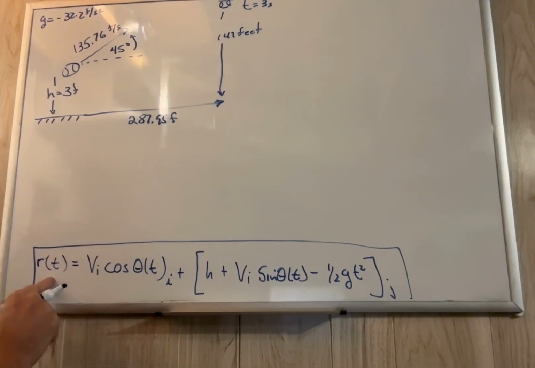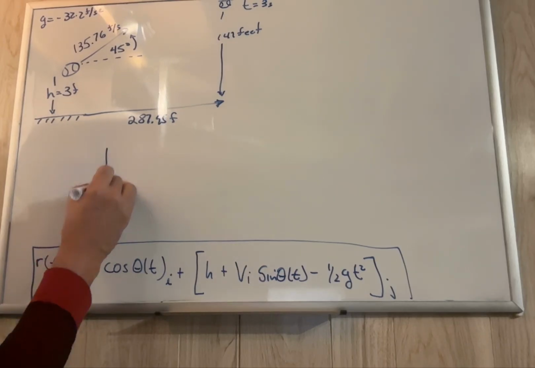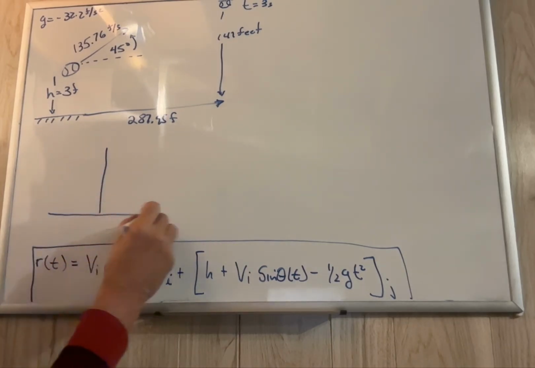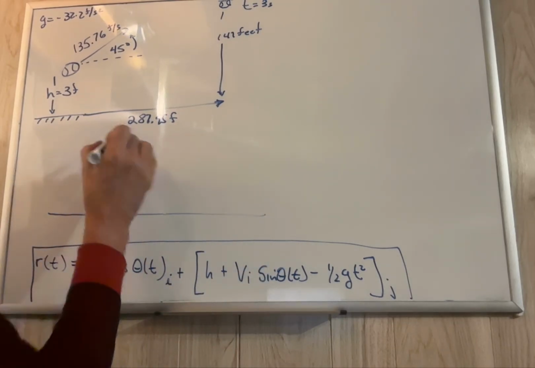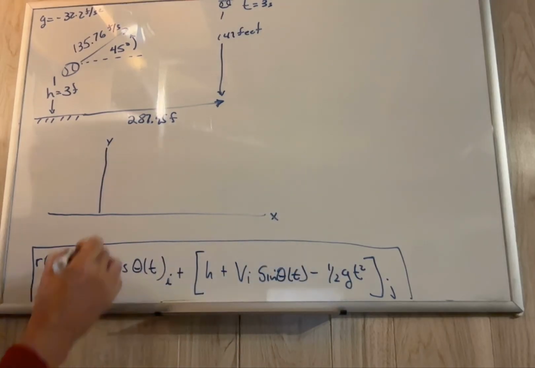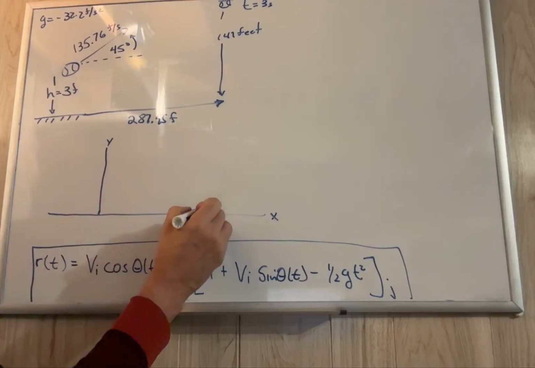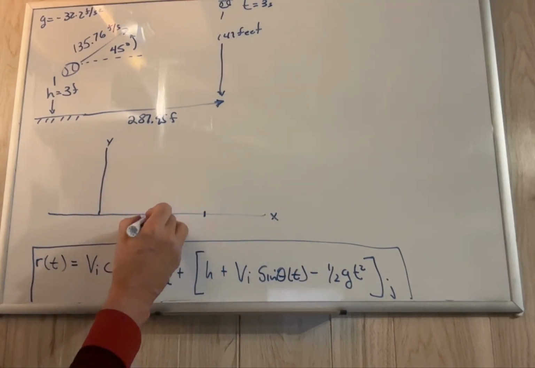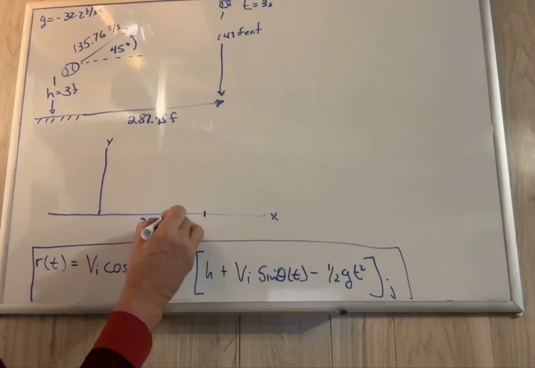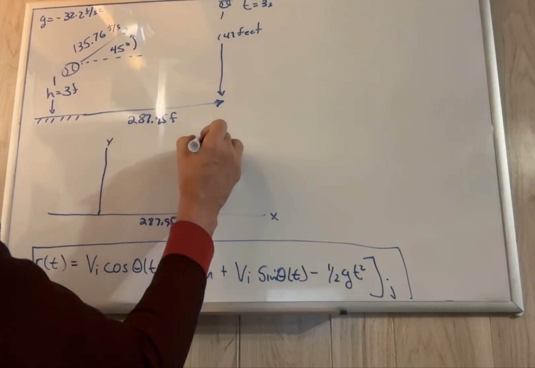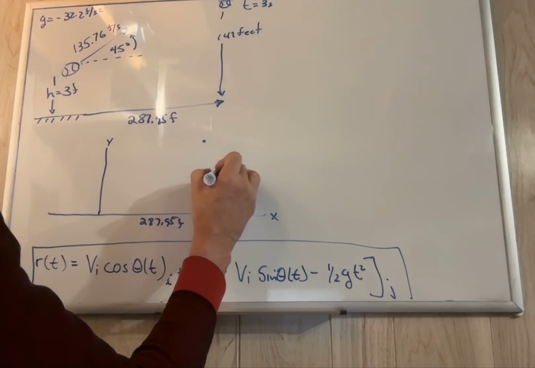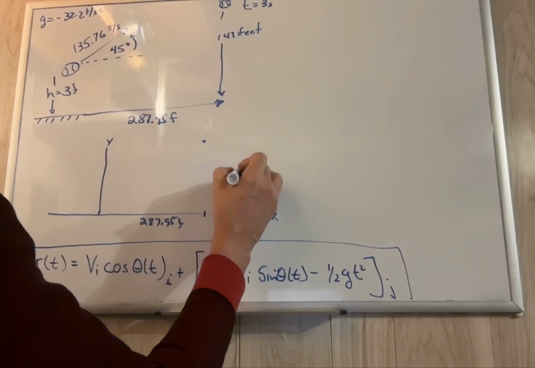Okay, so what does this r(t) mean? What does this actually mean? Let's think to ourselves that this is our x, this is our y, this is our y direction, this is our x direction. What does r(t) mean? Well, if this is 287.95 feet and our maximum height is 147 feet, right?